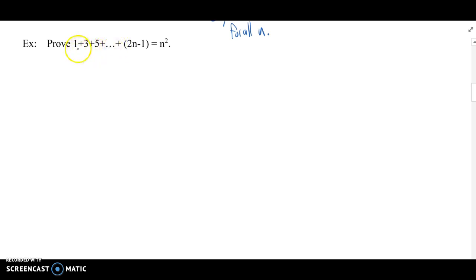All right, next example. We want to prove that 1 plus 3 plus 5 plus up to 2n minus 1. So this is an arithmetic series, and 2n minus 1 represents the nth term. We want to prove that this sums up to n squared.